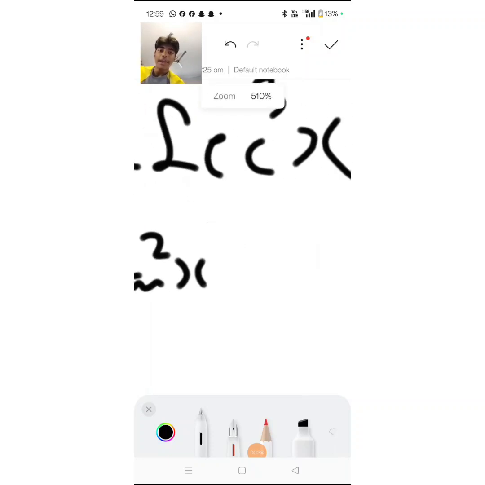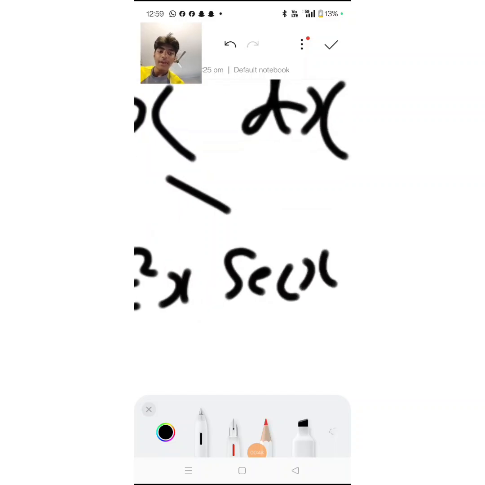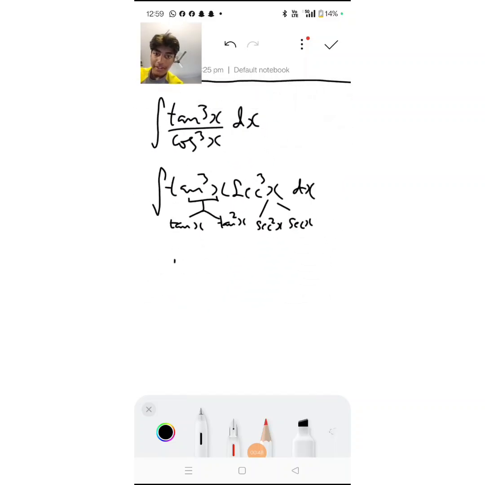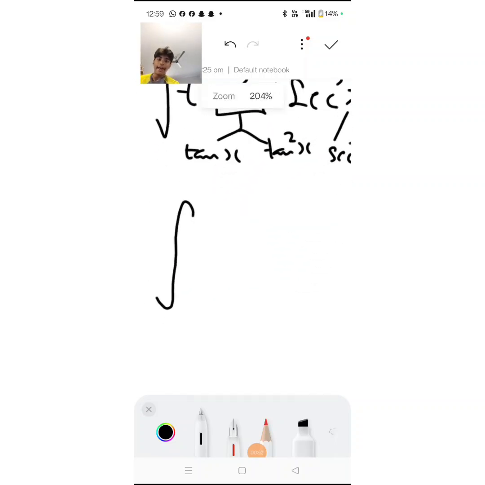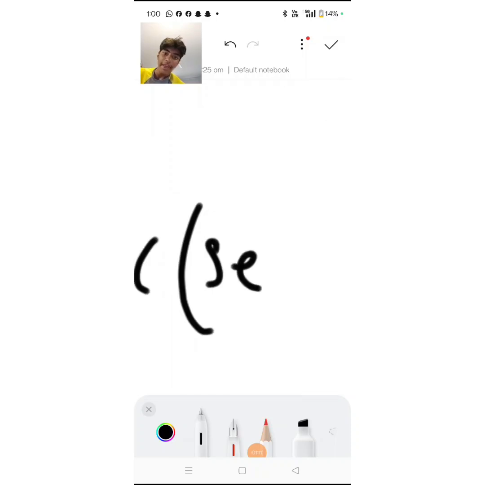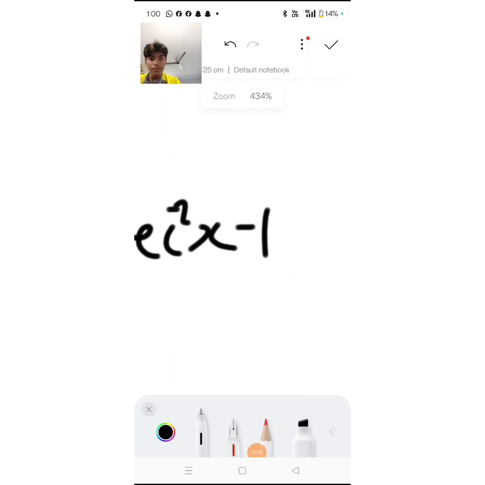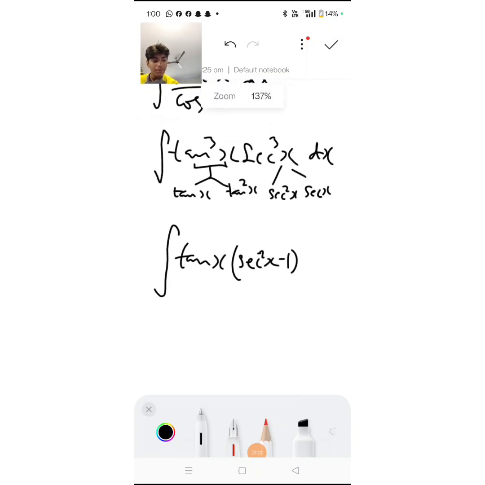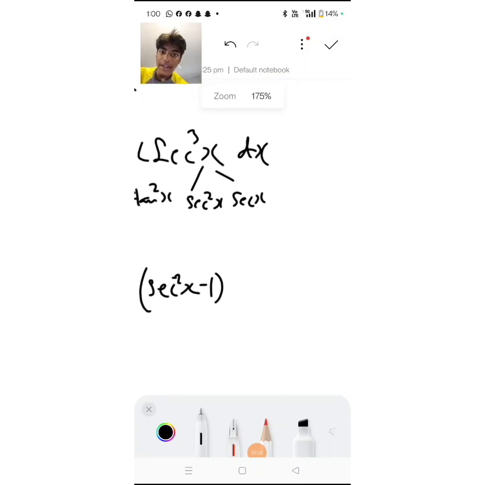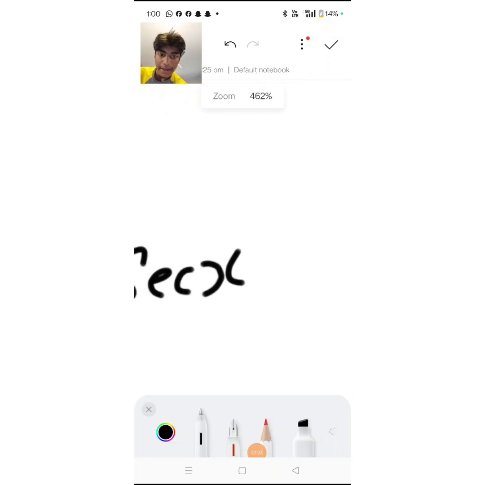I'll do the same thing with sec cube x: I'll break it into sec square x and sec x. That's what I'm going to be doing in my next step. So this is the integral of tan x times tan square x, but instead of writing tan square x, I can write sec square x minus 1, because 1 plus tan square theta is equal to sec square theta. So sec square x minus 1, and here again I'll write the regular thing, sec square x into sec x dx.